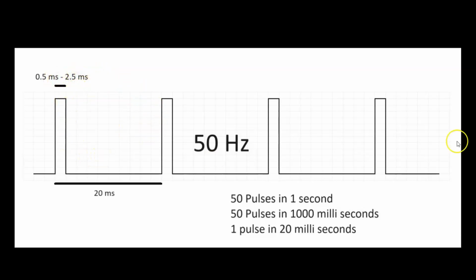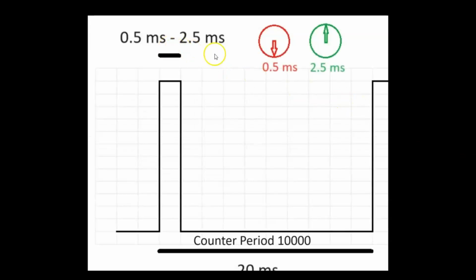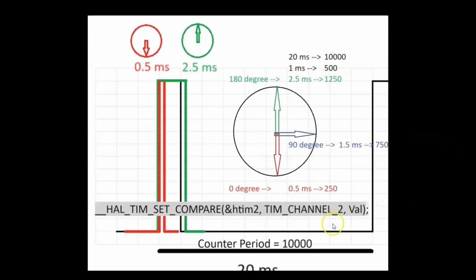When we zoom in on this part here, 0.5 milliseconds is this side of the servo motor, 2.5 is the other side, it's like 0 degree, 180 degree. So, in the CubeIDE, we take this one as a 1000 counter period, belonging to 20 milliseconds. So we need to calculate the corresponding value for all other milliseconds. So this is how we're going to put for the degree, we have to put the corresponding value here.